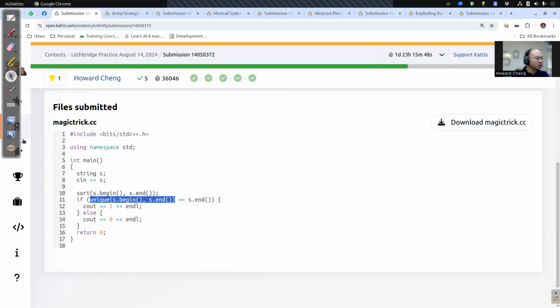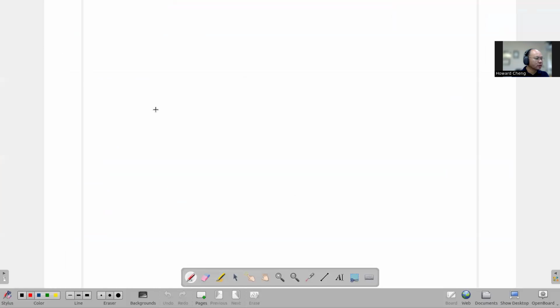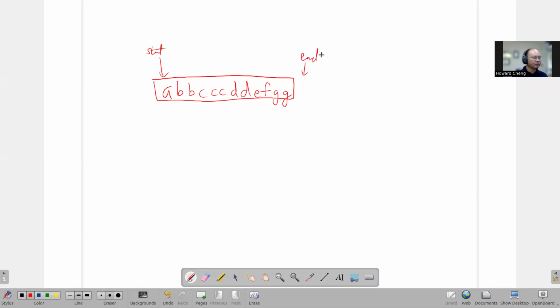So let's actually explain what unique does. First of all, it must be sorted. If it's not sorted, you're in trouble. So maybe you have something like this. Okay, so here's your container, and it could be an array. And this is, of course, the start, and this is the end of the container.